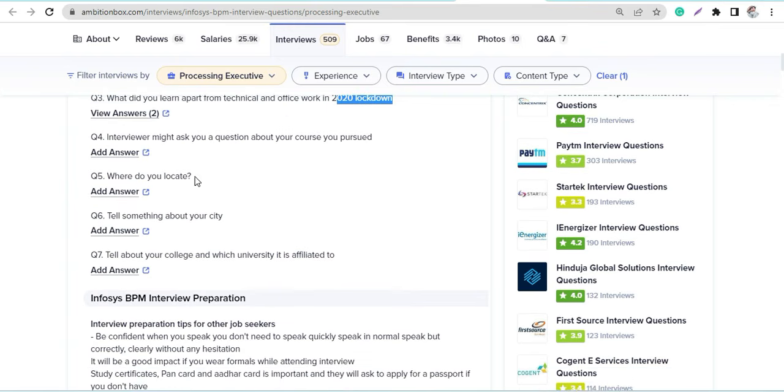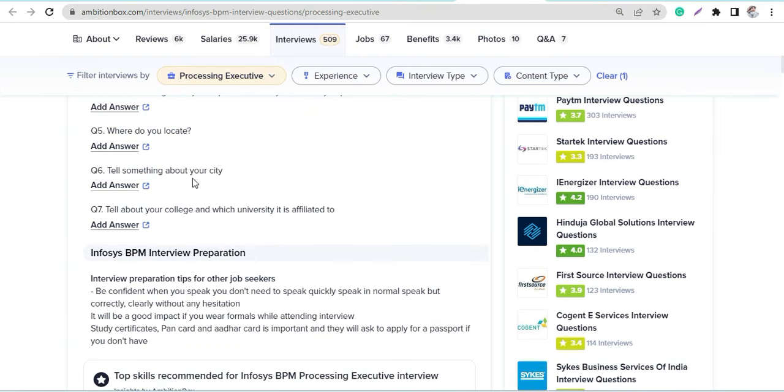Next is, where are you located? And here it is very important, they might ask you to relocate. If you say no, it would be a less diplomatic answer. You should always say yes to relocation. Why? Because this particular profile might need relocation, and if you say no, then they might not take you into consideration. They might take someone else into consideration, right? So answer this type of question well.